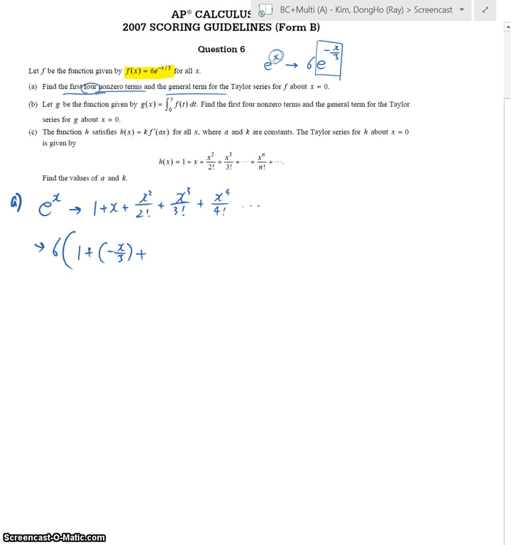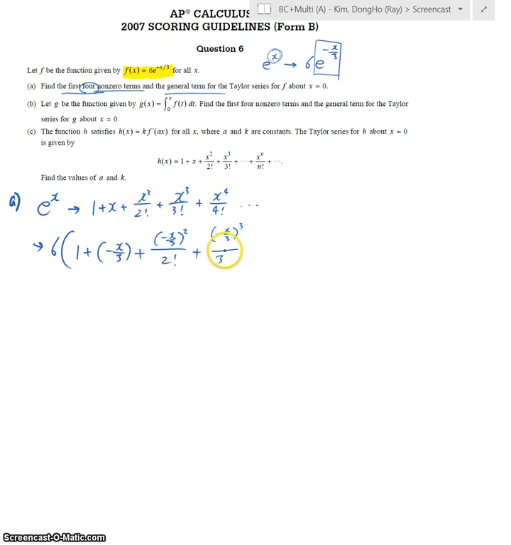So instead of x squared, it's going to be negative x over 3 squared over 2 factorial, and we continue this procedure, and it will end up something like this. We only need the first 4 non-zero terms, so this is totally fine. Then we can make it cleaner by expanding them, and we can rewrite that as this. So we got the first non-zero terms.